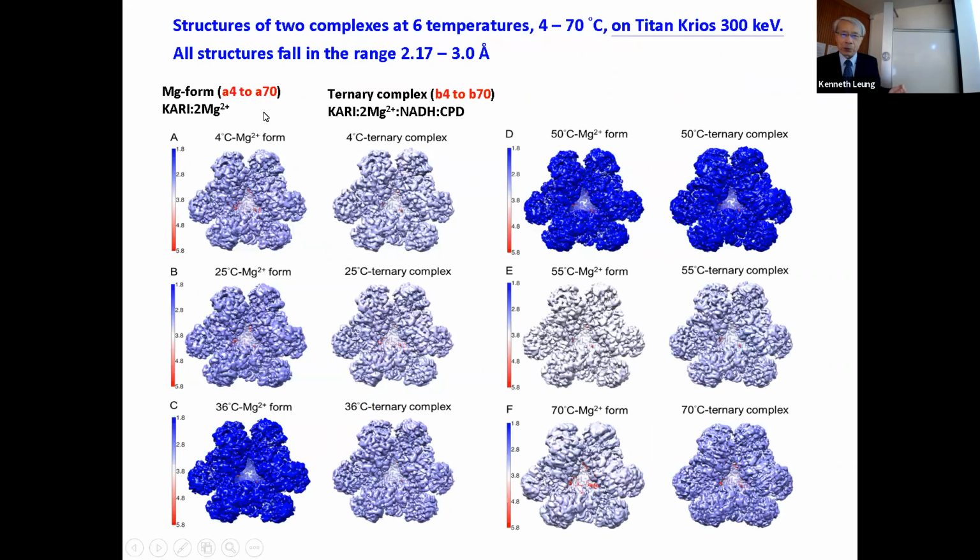We did that for two samples. One sample is without the NADH ligand. The other sample is with the NADH ligand and the inhibitor. So this is uninduced, and this is induced. We should see an induced fit mechanism at different temperatures if our prediction is right.